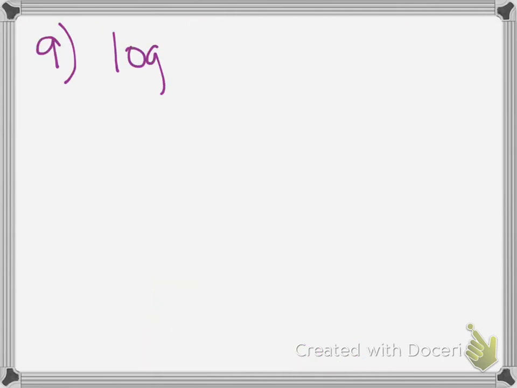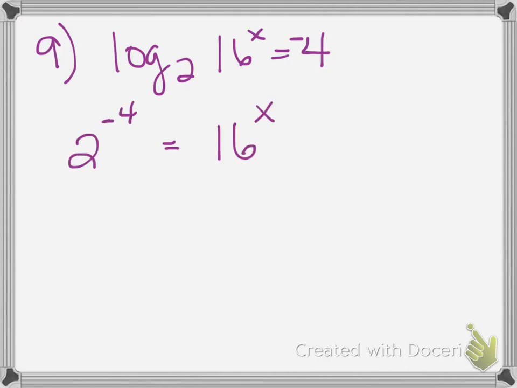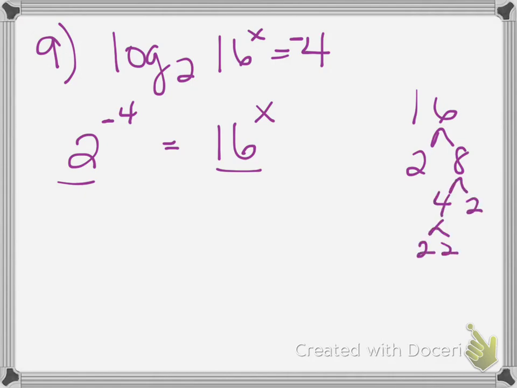Number 9, we have log base 2 of 16 to the x power equals negative 4. So that means I have 2 to the negative 4th power, and that equals 16 to the x power. Similarly to what we did in number 6, I need to get the same bases. So this 16 I know I can break up into 2's: 4 and 2, 2 and 2. So that means I have 2 to the negative 4th power equals 2 to the 4x power, because this x is here.